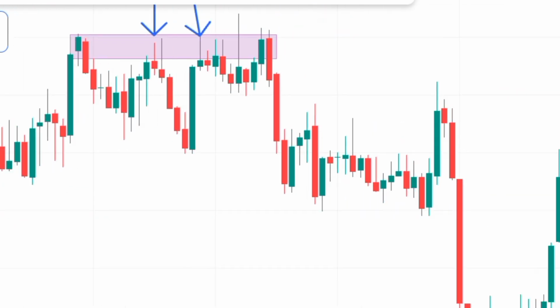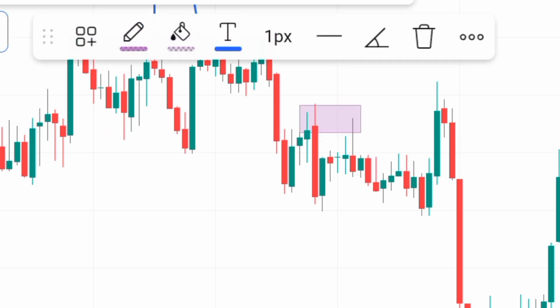Okay, so now you can go to another zone right here. When you go, there was this zone here. When you got to this zone, you will see that it was tested almost 2 times.